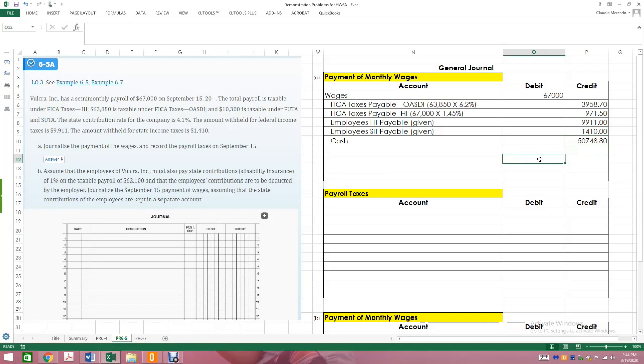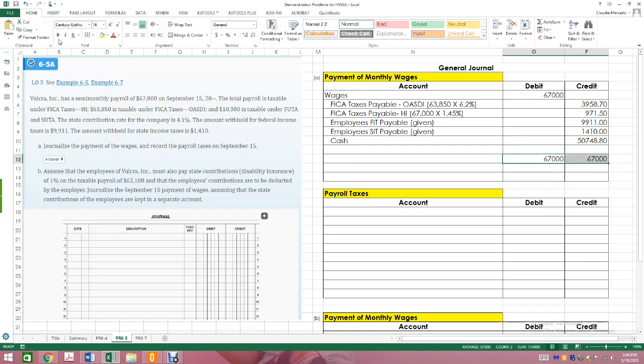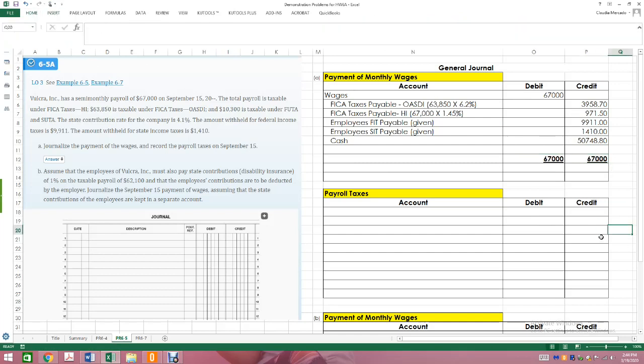Now I want to make sure that my debits equal my credits. This is just for me verifying. I don't want to make a mistake and then not catch it. Okay. And yes, my debits equal my credits of $67,000. Okay.